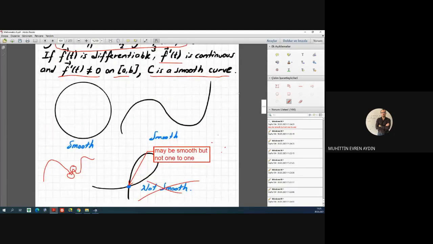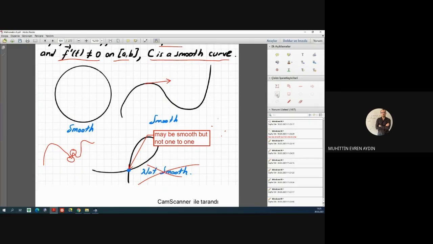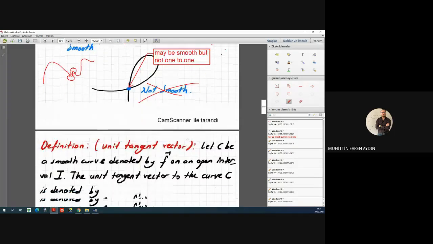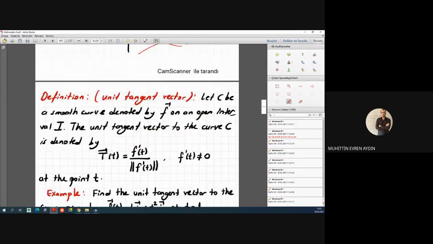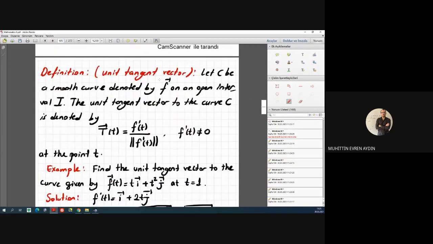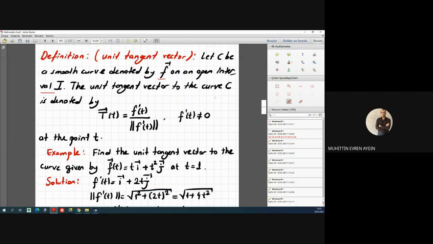The first derivative of the vector valued function f is the tangent vector field of the curve. Let's say f prime, and here is f. Yes, it's tangent. Let's define properly. Let C be a smooth curve denoted by f on an open interval I. Then the unit tangent vector to the curve C is denoted by that formula. It is a unit vector, a unit tangent vector.